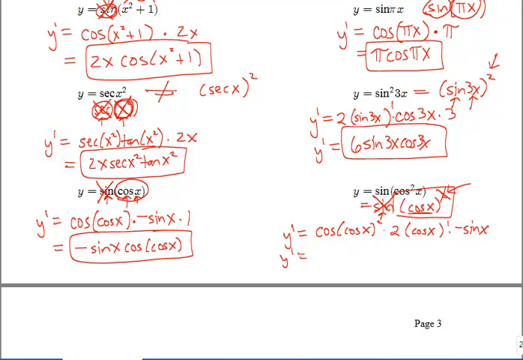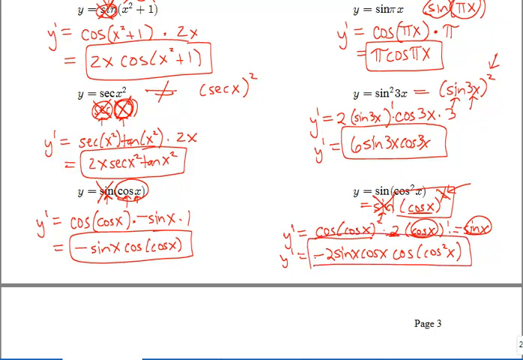So let's clean it all up. I'm going to take this 2 and this negative and put it out front. And then I have this sine x and this cosine x. And then I have all of this cosine squared. Whoops, I put that 2 in the wrong place, sorry. Cosine of cosine squared x. You can leave it out like I did here, or you can put it in like I did there. Either way is correct. Okay?